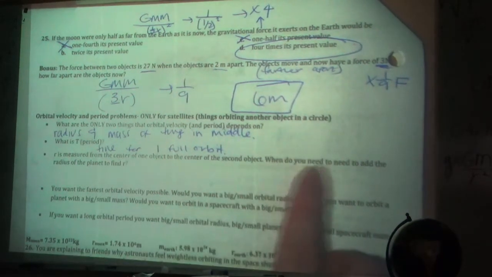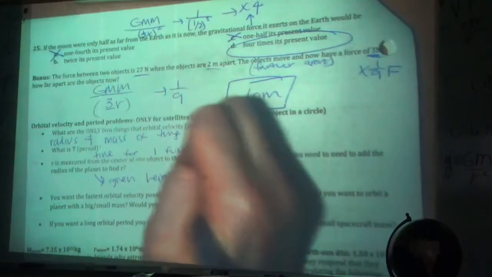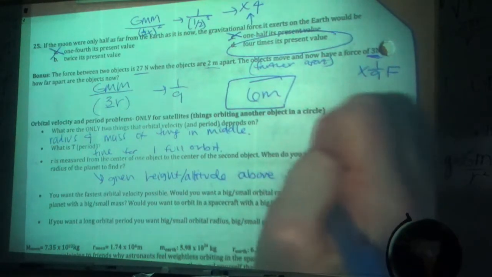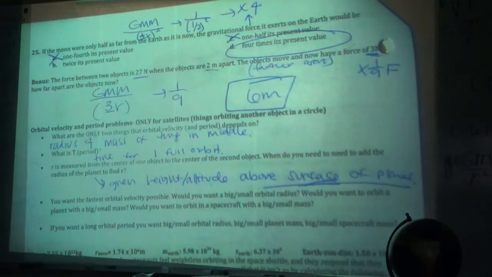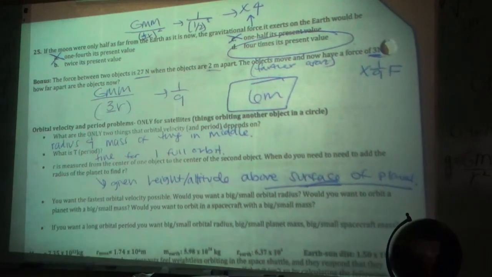And how you know when you need to add is if you're given the height, sometimes it'll be called the altitude, above the surface of the planet. Keyword surface there. So if I say something is, I don't know, 1,000 meters above the surface of the planet, that's not your orbital radius. You would need to add 1,000 to the radius of that planet in order to get that R. If I say it orbits at this radius, then you're good.